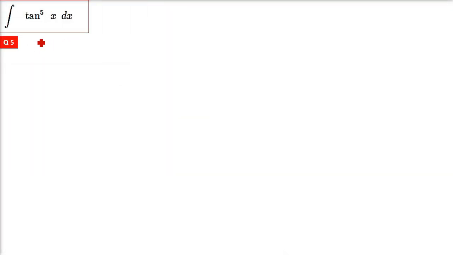Now this question is somewhat different because we don't have a sec x here. So we have to do something in order to get something out of this tan raised 5 x that is easily integrable. We will write this tan raised 5 x as tan raised 4 x into tan x. Now you know the relationship between sec x and tan x: sec square theta is equal to 1 plus tan square theta. So tan square x is sec square x minus 1. So we can use this now.